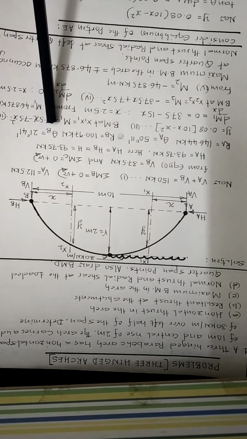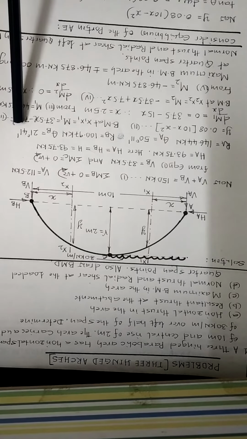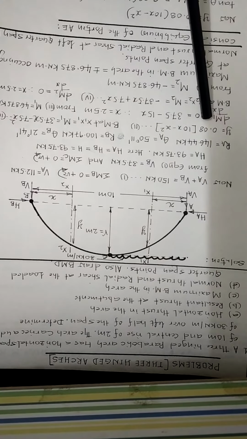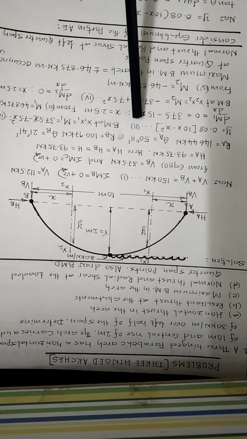Tan theta B is equal to VB by HB. Theta B is equal to tan inverse of VB by HB. Evaluate the value of theta B at the point B. That value works out to be theta B is equal to 21 degree 41 minutes. In case of symmetrical parabolic arch having horizontal span L, the ordinate y at any distance x with respect to A or B as reference point is given by y is equal to 4r by L squared into x into L minus x. Substituting all the values here, that equation becomes y is equal to 0.08 into 10x minus x squared. Call that as equation number 2.